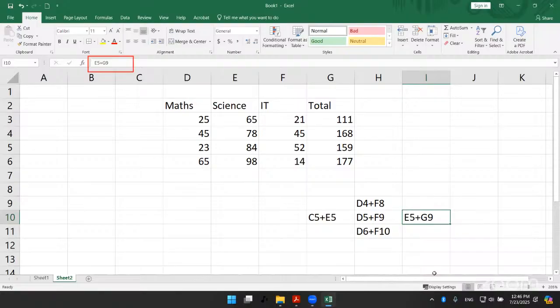When I go here, it will change to F5 plus H9. So the thing is, I don't want to change this E5. E5 has changed to F5, and I don't want that. So what can we do?